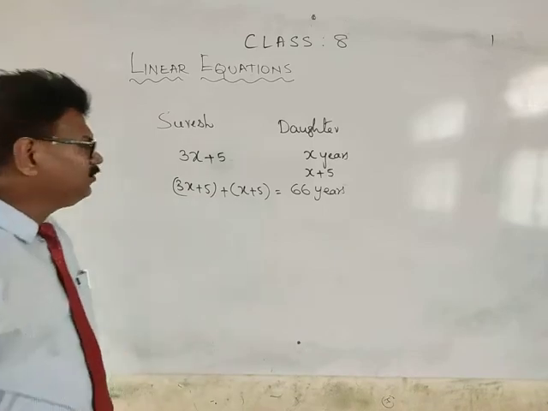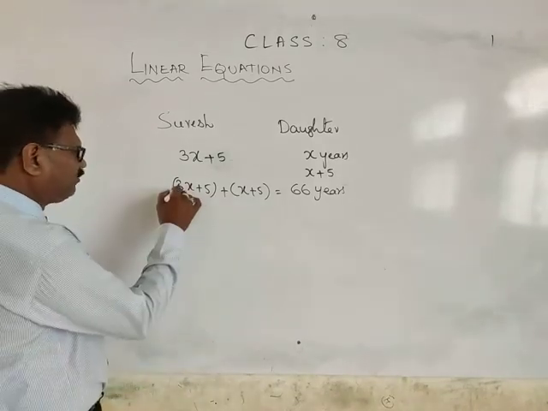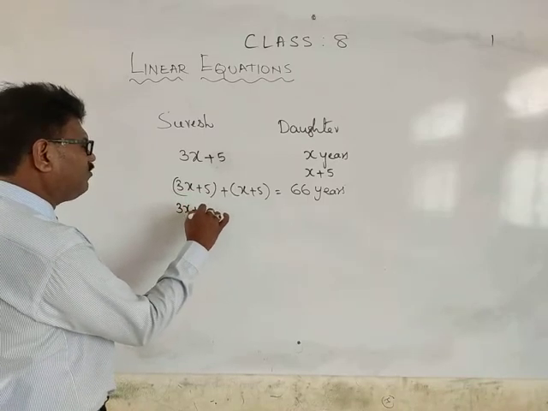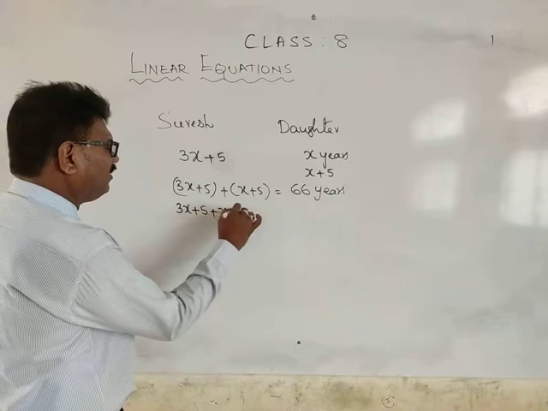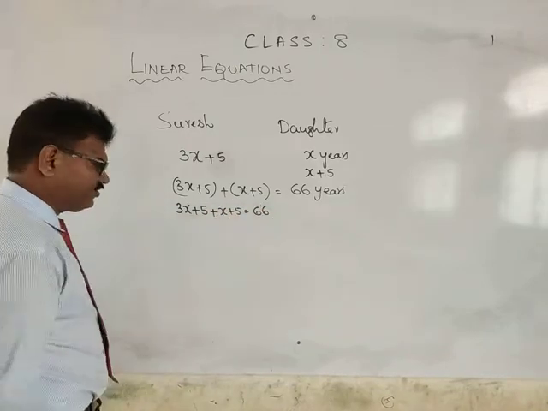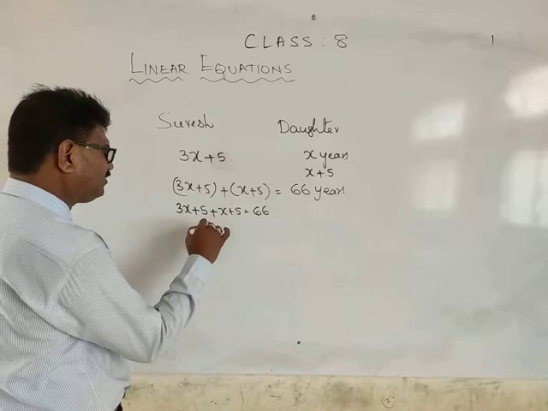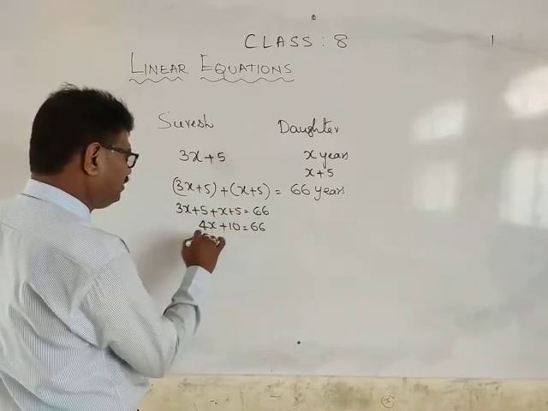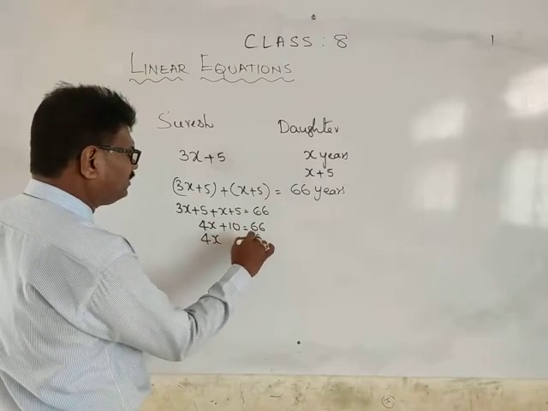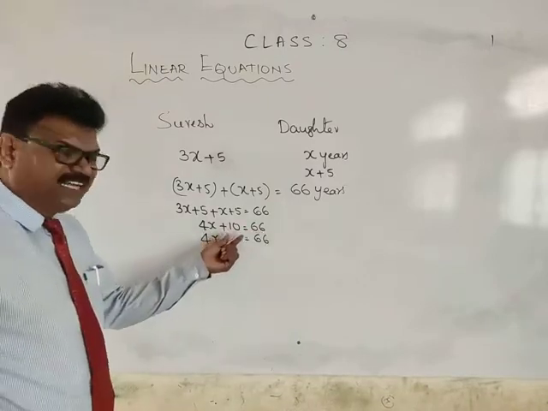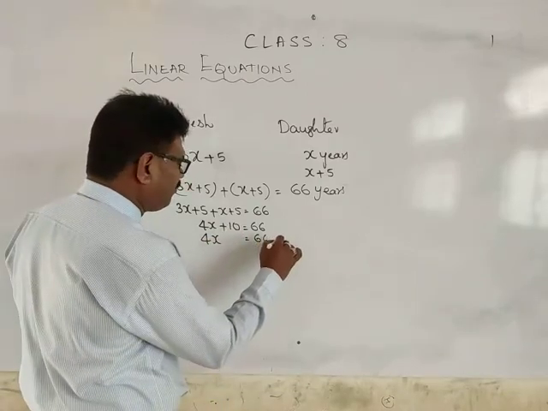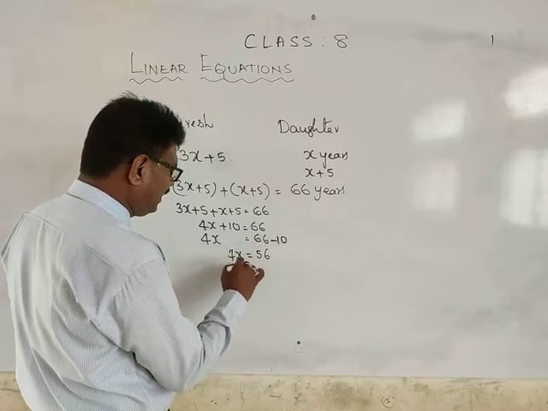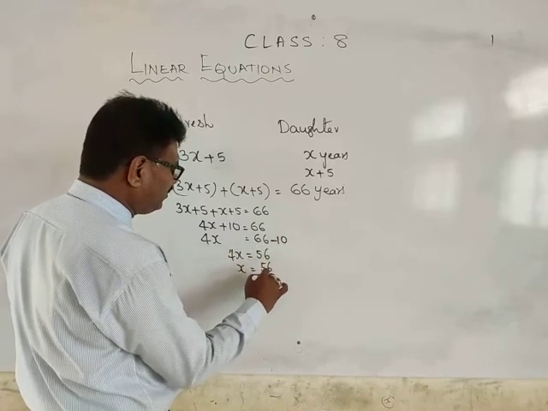Very, very simple. You see now? Now 3x plus x, we can write it like this. 3x plus 5 plus x plus 5 is equal to 66. 3x plus x, 4x. Plus 5 plus 5, 10 equal to 66. 4x plus 10 is equal to 66. What I told, plus 10, if it comes to the right side, it will become minus 10. Therefore, 4x equal to 56. x equal to 56 divided by 4.